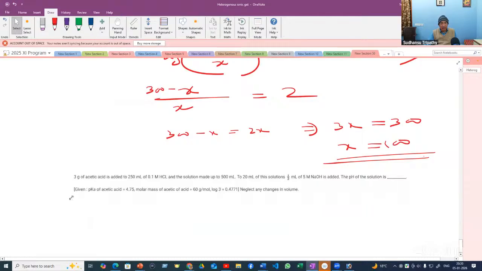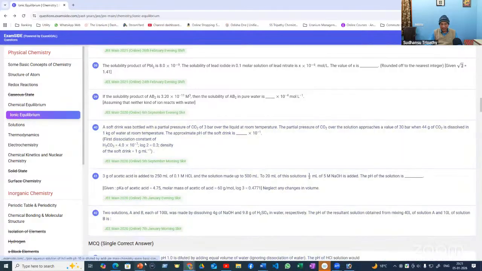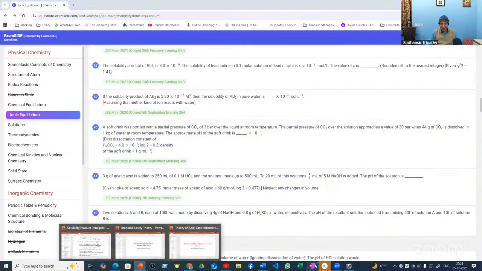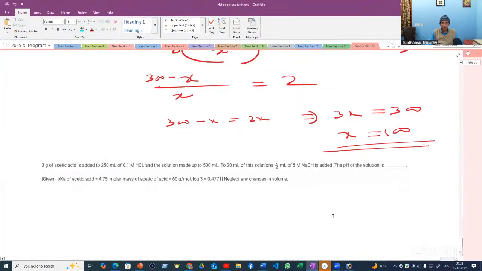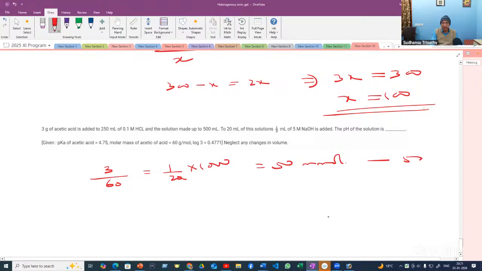Because in volumetric analysis we are quite proficient, very familiar with. We are supposed to be, therefore, I am saying. Now see, 3 by 60, 1 by 20 into 1000, 50 millimoles in 500 ml. Ultimately the stock solution is 500. This is acetic acid.